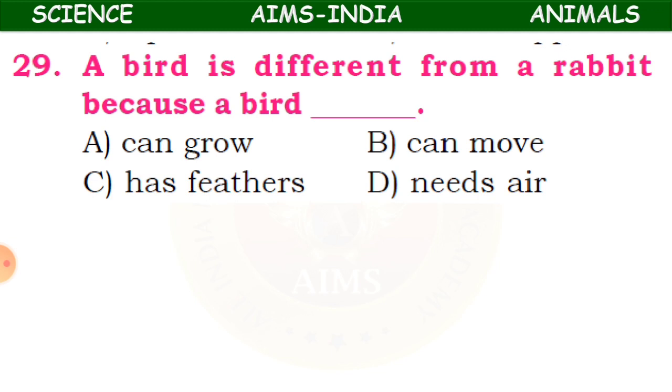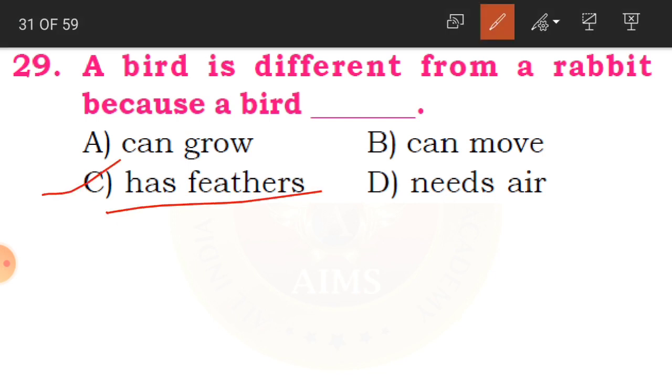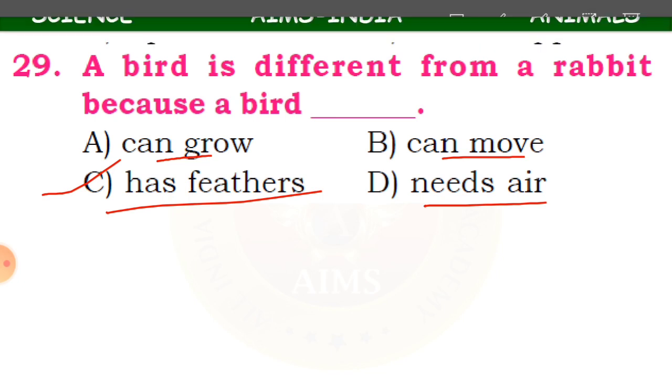Now, the 29th question here. A bird is different from a rabbit because a bird dash. How is a bird different, children, from a rabbit? Bird has got feathers, but rabbit does not have feathers. So that is why C option is the correct answer. Both bird and rabbit can grow, they can move and they need air. But the only difference is that bird has got feathers and rabbit does not have them.